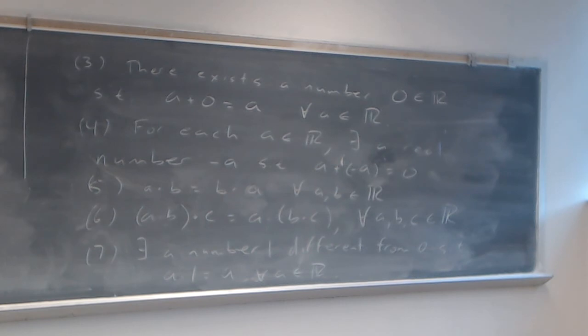That last property is saying that there is a multiplicative identity. It's 1. 0 is the additive identity.